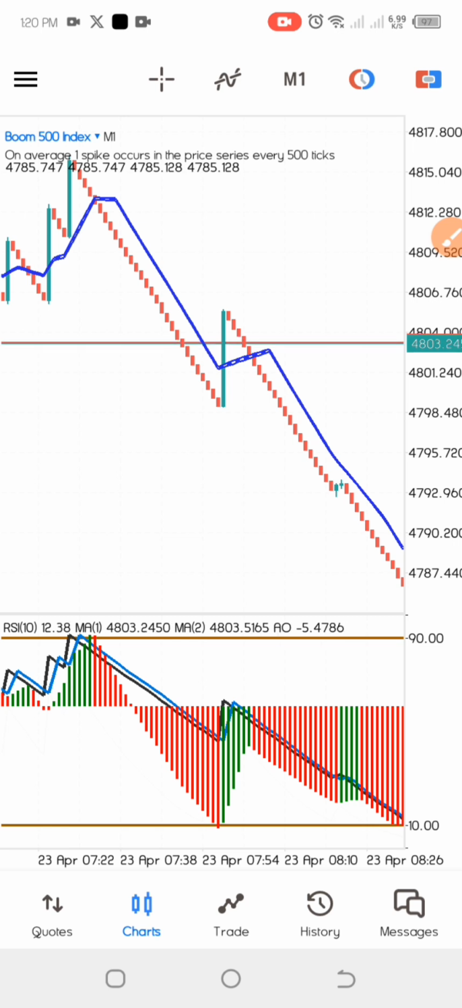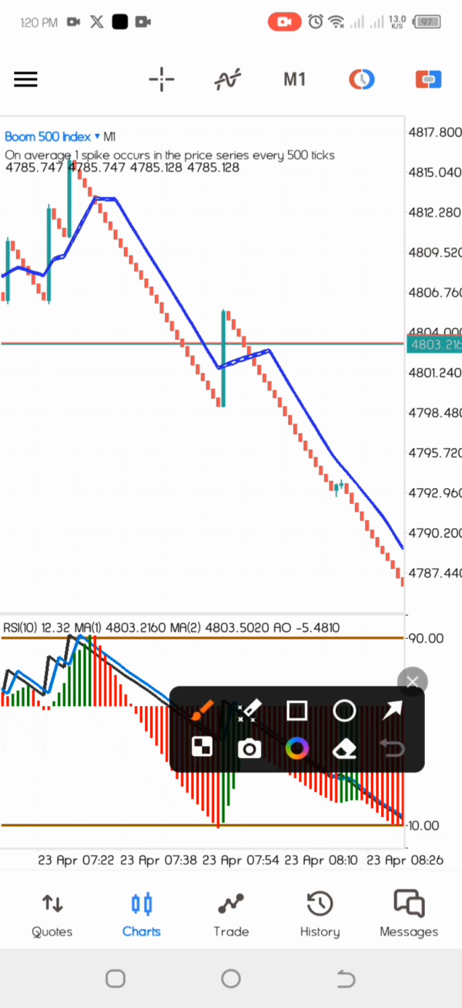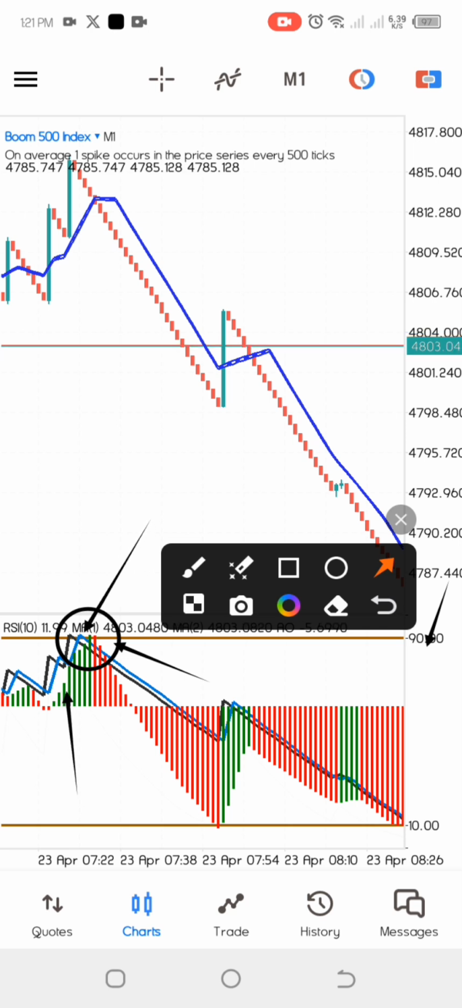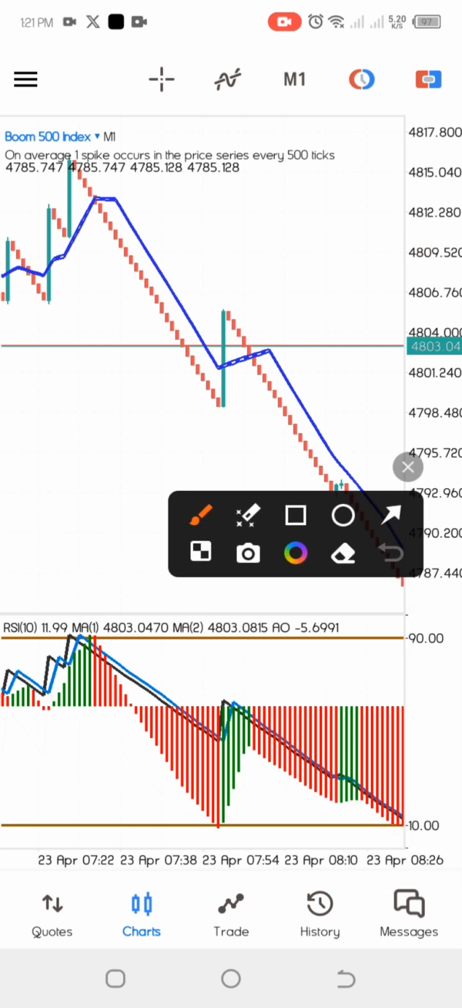Now let me show you guys a quick trade here on Boom. Remember, the first thing we want to pay attention to is waiting for the moving average to touch the 90 level of the RSI, which you can see right here. Then you wait for the oscillator to also touch the 90 level. When it touches, we wait for the oscillator to change from green to red. After it changes from green to red, we wait for the moving averages to cross over each other, which you can see right here.